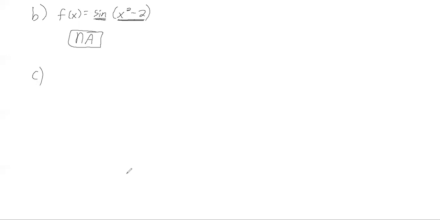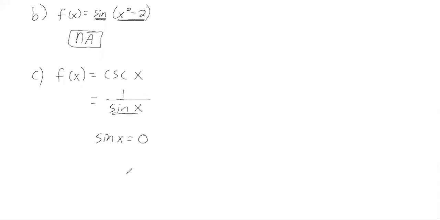How about C? F of x is equal to the cosecant of x. This time I don't have so much of an inside and outside. I guess you could look at x as the inside, but it doesn't really matter. Most people are much more comfortable using trig identities and saying this is 1 over the sine of x. Now, where would 1 over the sine of x be discontinuous? It's going to be discontinuous where the denominator is equal to 0, so where the sine of x is equal to 0.